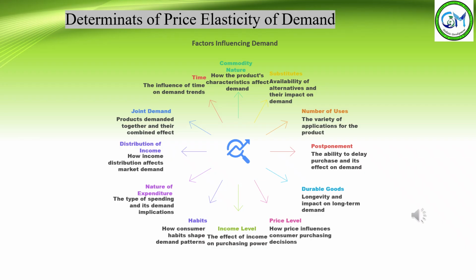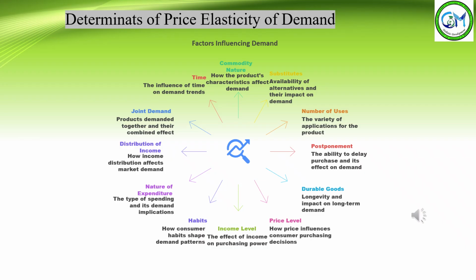Next factor is postponement. Demand is more elastic for goods, the use of which can be postponed. Example, if the price of silk rises, its consumption can be postponed. The demand for silk is therefore elastic. The demand is inelastic for those goods which are urgent and immediately required, which cannot be postponed, like medicines, etc.